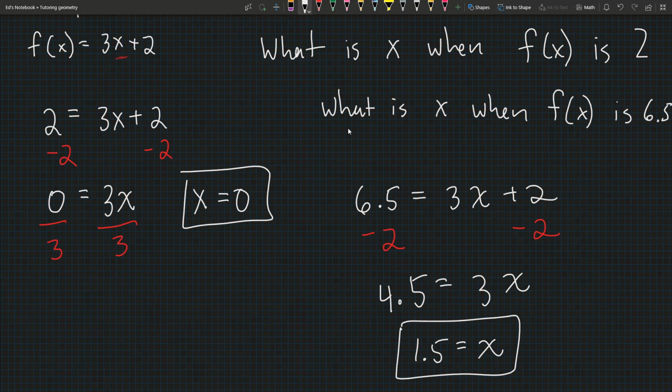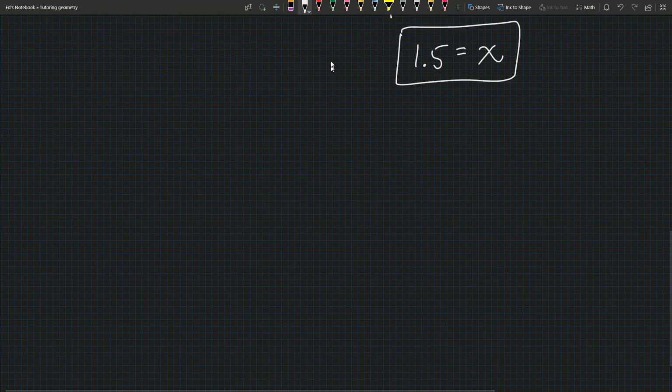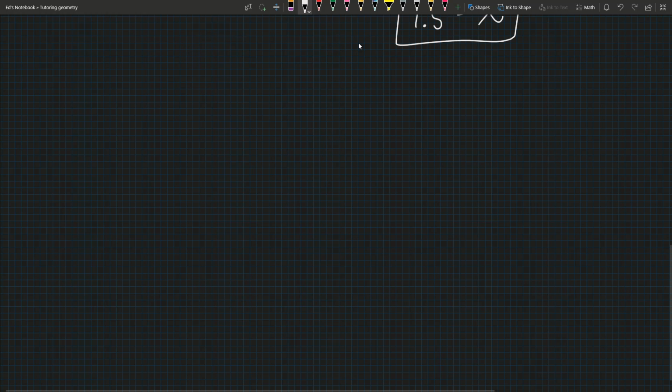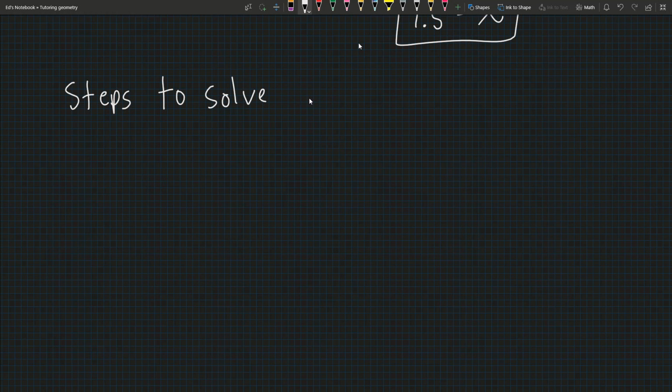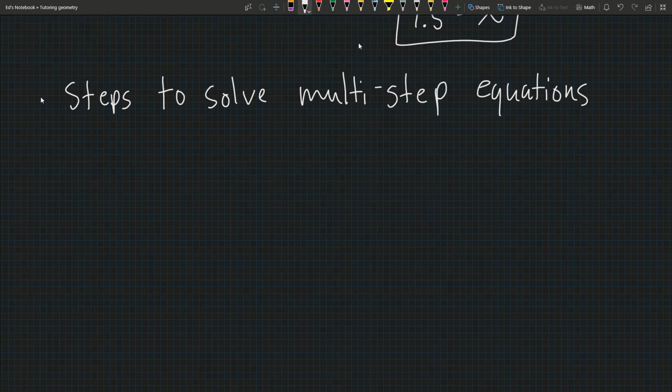So we will move on here. I'm going to scroll down. We're going to do one more quick thing. We're going to kind of summarize the steps. And I would maybe write this down in your notebooks. Steps to solve multi-step equations. And maybe I'll put a box around this so that we know that it's important.